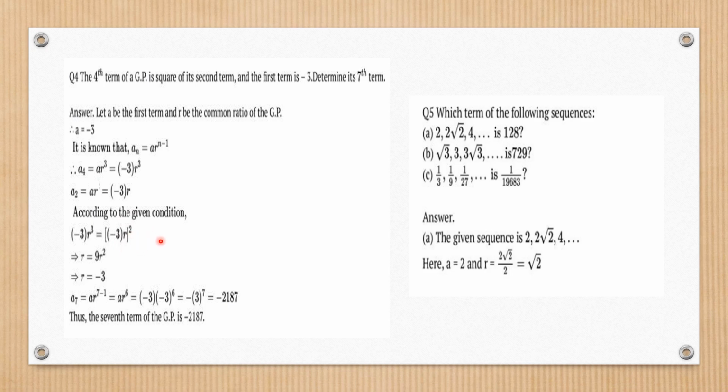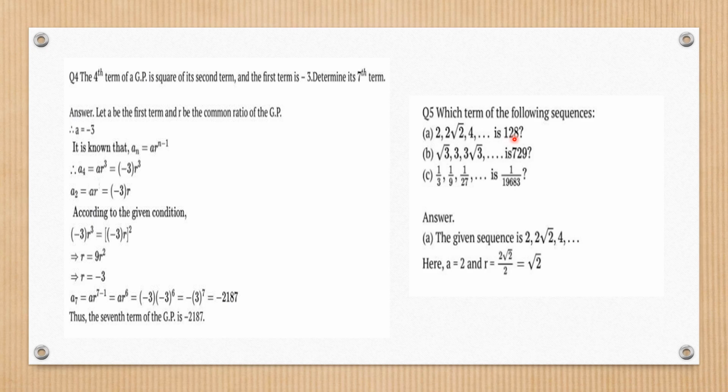Okay, and by solving it I'll get the value of r as minus 3, and I can work out the 7th term, which will be ar raised to power 6. a is minus 3, again r is minus 3, and it all together gives you minus 3 raised to power 7, that is minus 2187. Okay, so the 7th term of the GP is minus 2187.